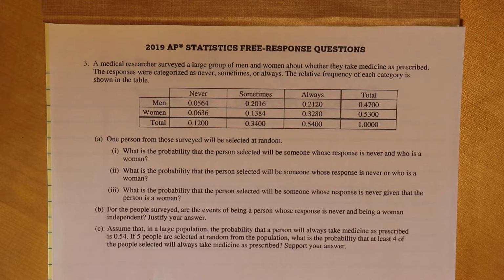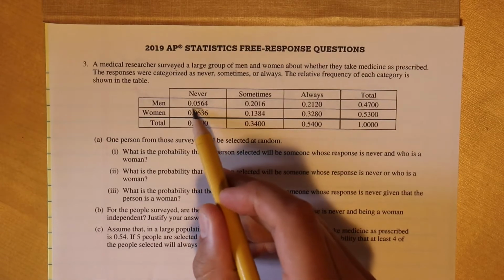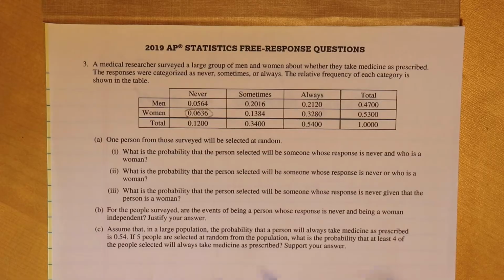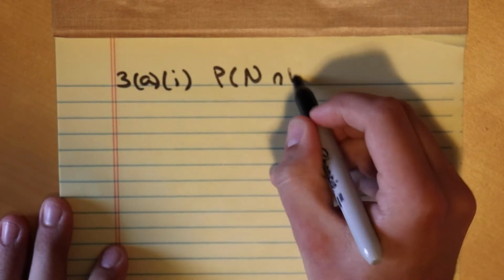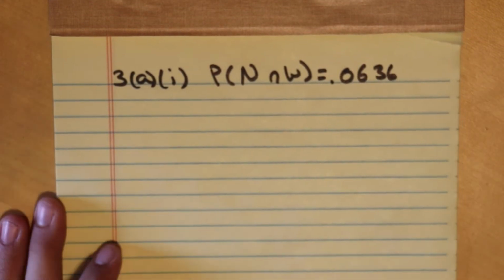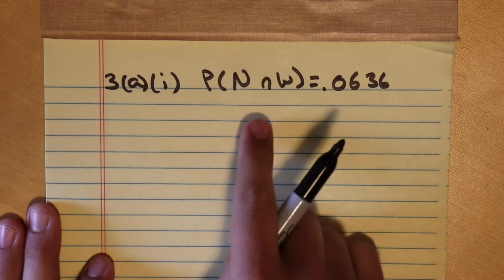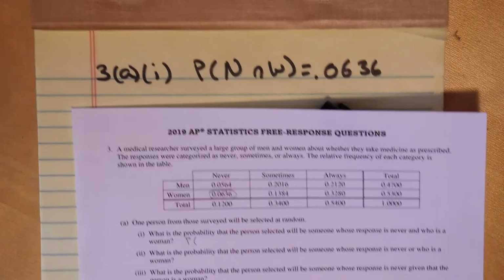One person from those surveyed will be randomly selected. What is the probability that the person selected will be someone whose response is never and who is a woman? So this is the probability right here. We're looking for the probability of never and woman. That is 0.0636. Okay, this is and. And statements are the intersection of the two.